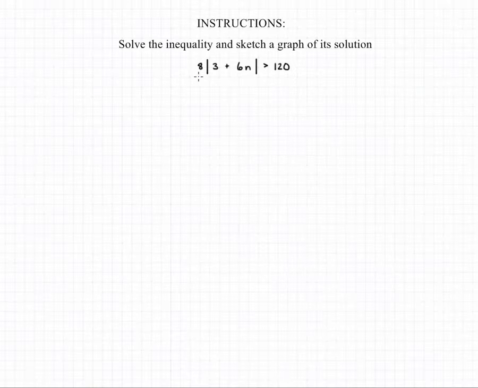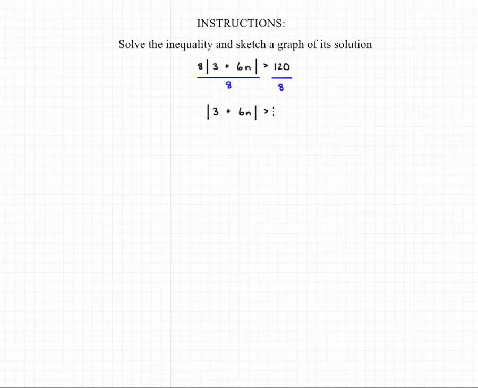In order to solve this absolute value inequality, we first need to isolate the absolute value, and we can do that by dividing both sides of the inequality by 8. That is going to leave us with the absolute value of 3 plus 6n is greater than 15. From here, we can split the absolute value into two separate inequalities.